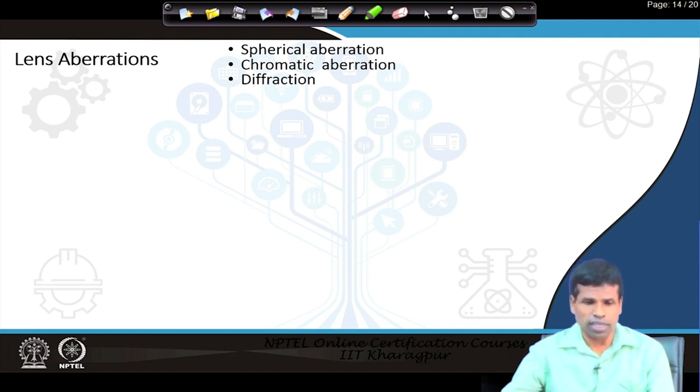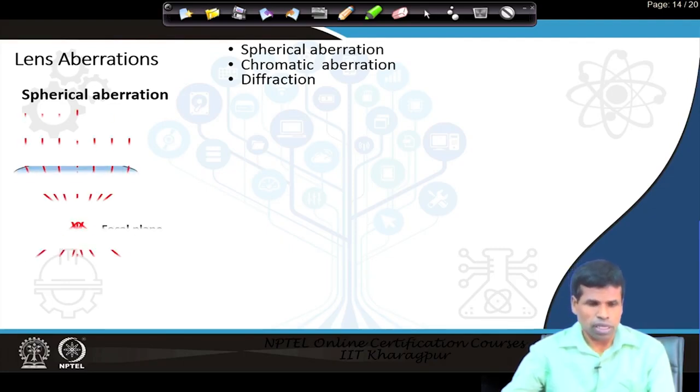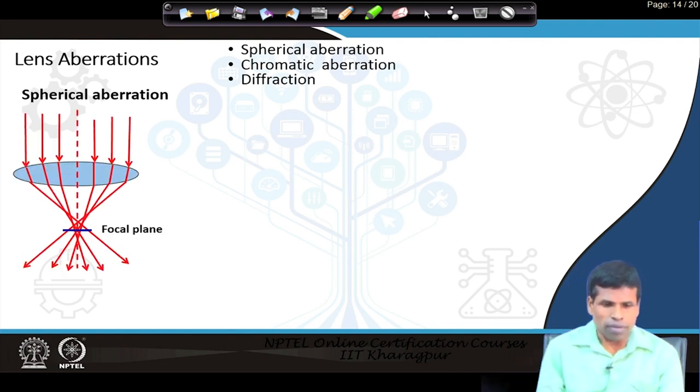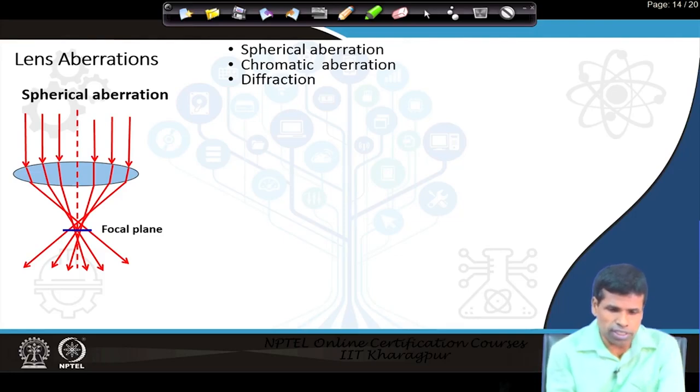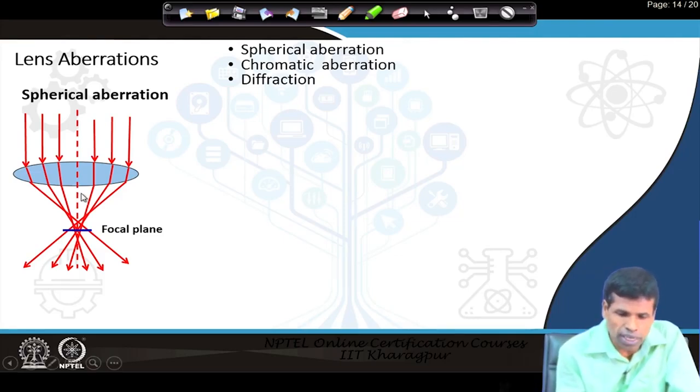Let us first discuss spherical aberration. This is also called monochromatic aberration or achromatic aberration. This aberration is caused by the difference in convergent position of the rays of light passing near the optical axis and away from the optical axis. As you see, the rays passing close to the optical axis have a different focal point compared to the rays passing away from the optical axis.